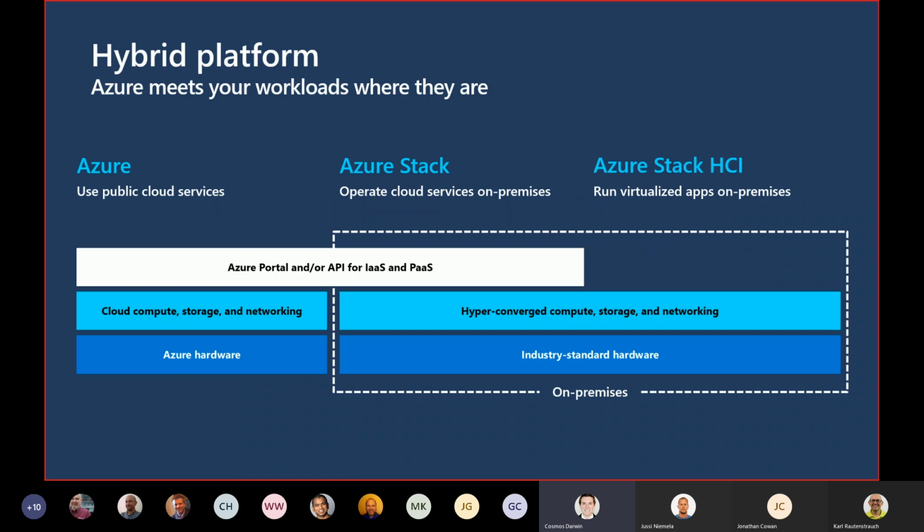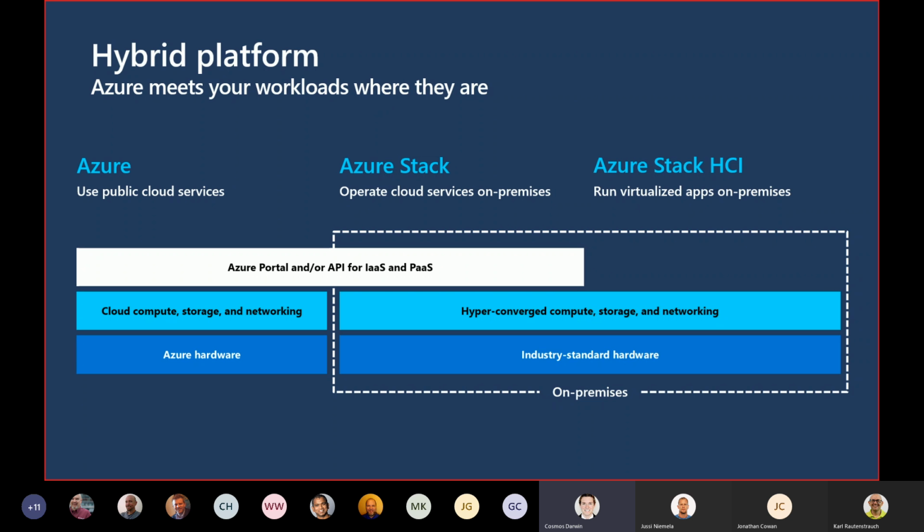Now, Microsoft Azure is a platform that meets customers where they are. It meets your workloads where they are. And so I want to sort of position how you should think about Microsoft Azure Stack HCI in the context of a few other things that you may already know. In this diagram, we have three offers, three different ways that you can sort of take advantage of Azure.